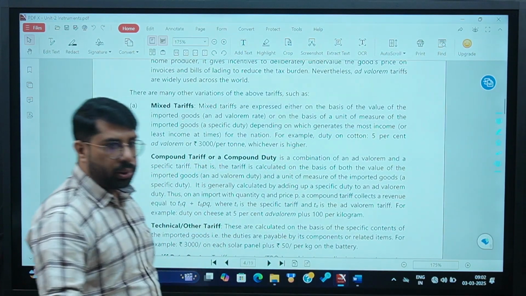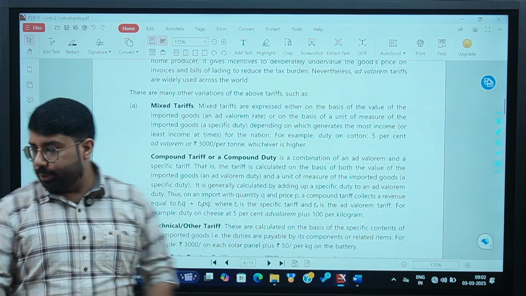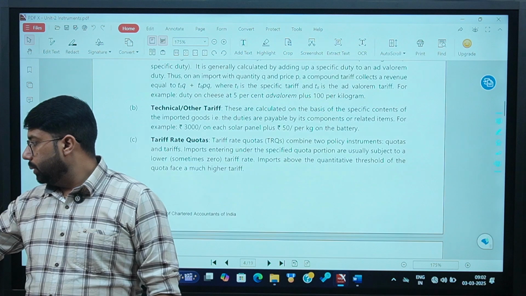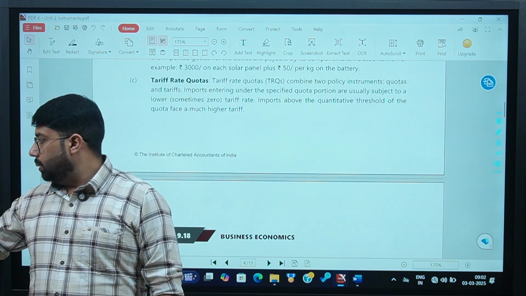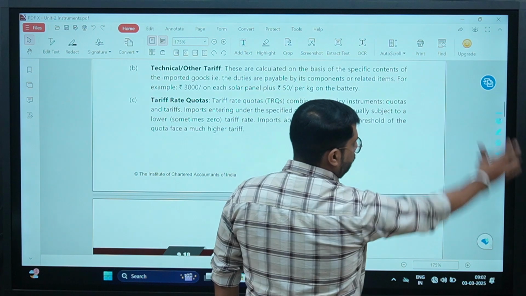We will talk about export separately. We are talking about import only. So yeah, export we will talk about, don't worry. Guys, let us move on.